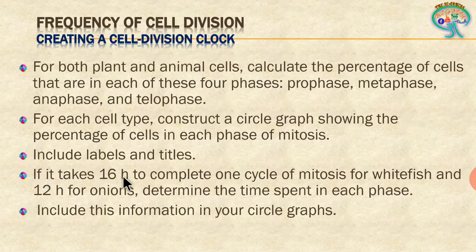If it takes 16 hours to complete one cycle, remember this point, 16 hours to complete one cycle of mitosis for whitefish and 12 hours for onions. This is the constant number of hours to complete the mitosis cycle. We are going to determine the time spent in each phase for both of these organisms respectively with their dividing cell count. So here further we are going to include this information in the circular graphs.